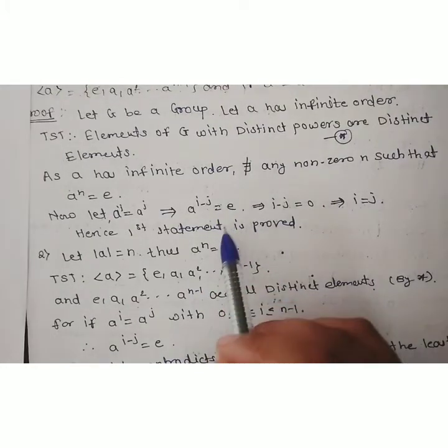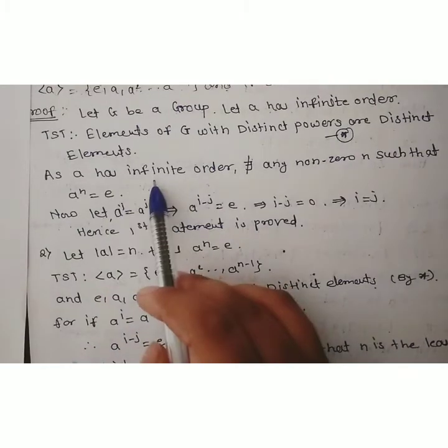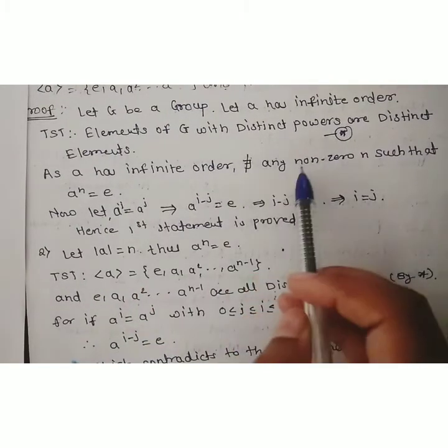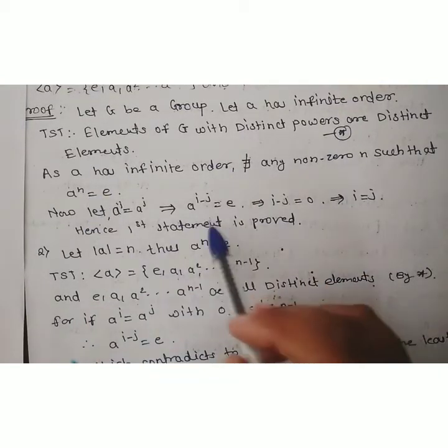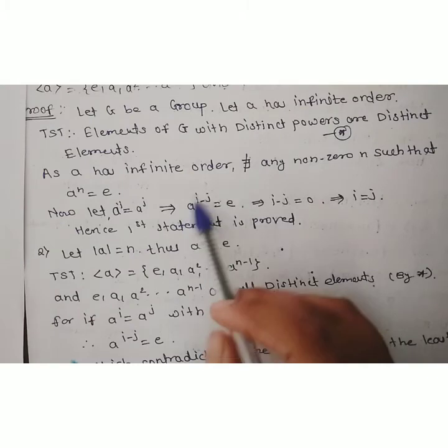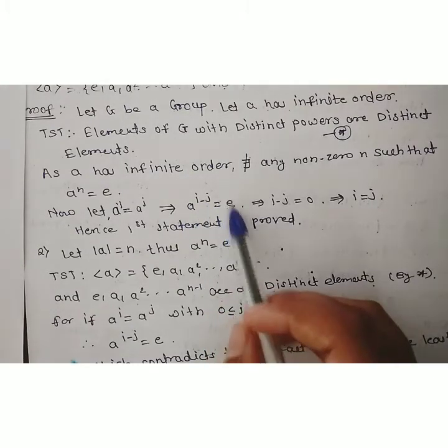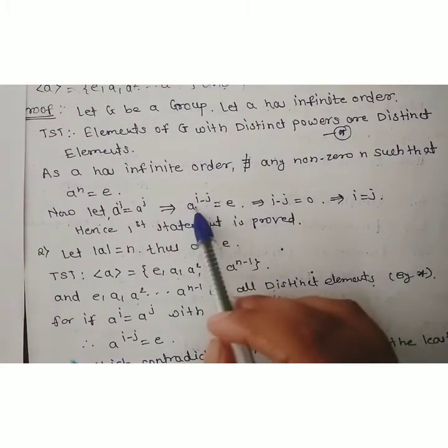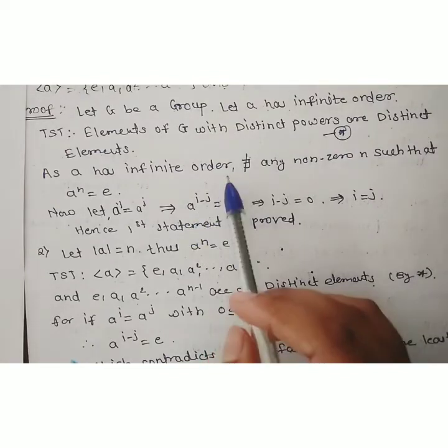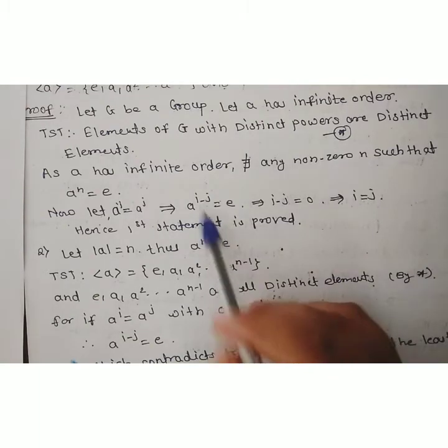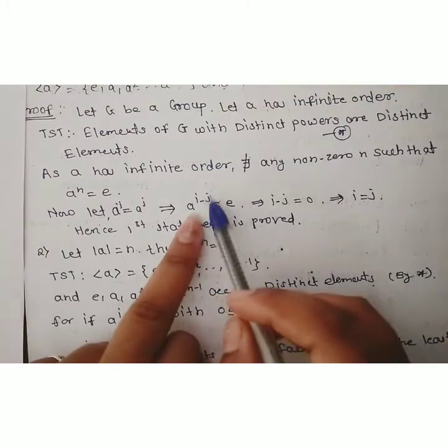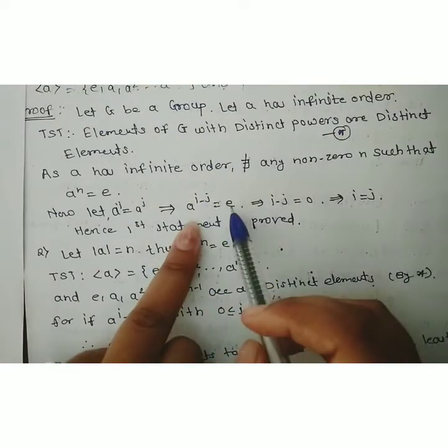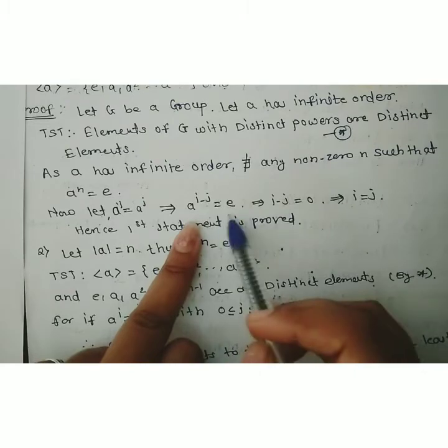But here we know that A has an infinite order. So there does not exist any non-zero integer n such that a to the power n is equal to identity. But here we get a to the power i minus j is equal to identity. Is this possible? This is not possible because the order of A is infinite, therefore there does not exist any integer such that a to the power that integer is equal to identity. Here we get the integer i minus j such that a to the power i minus j is equal to identity. Therefore this does not happen.